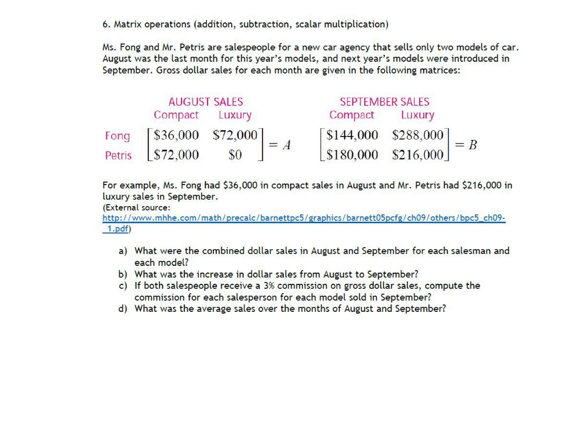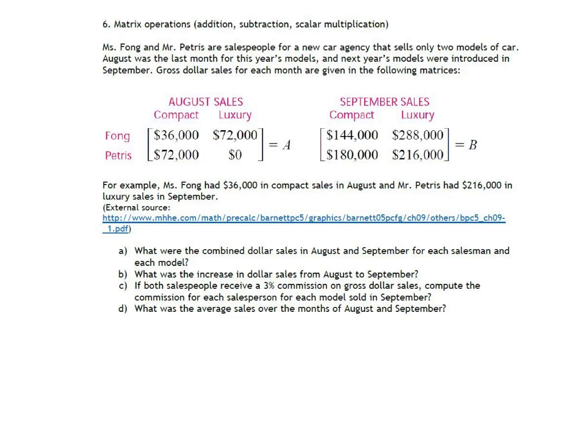So you can see August sales, we have compact cars, luxury cars, and we have the 2 salespeople, Ms. Fong and Mr. Petrus. They're labeled Matrix A and Matrix B. And you can see, for example, Ms. Fong had $36,000 in compact sales in August, and Mr. Petrus had $216,000 in luxury car sales in September, right? So we can see those 2 values here and here. That's just pointing out where these values are.